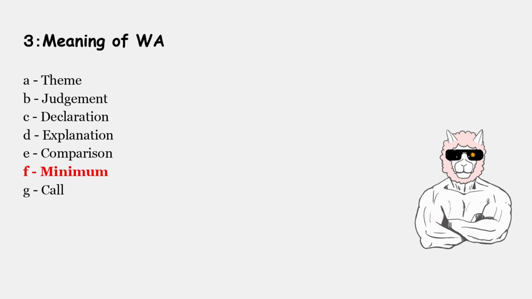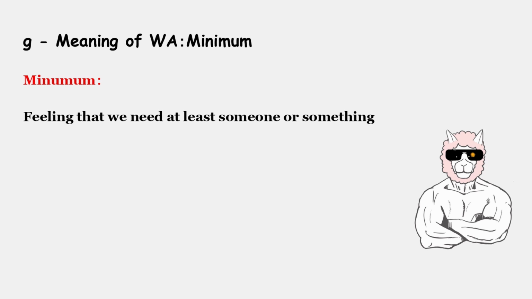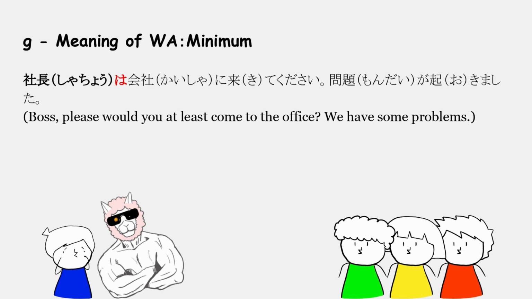The sixth, the minimum. By minimum, I want to say the feeling that we need at least someone or something. For example, 社長は会社に来てください。問題が起きました。In this phrase, we say 社長は because when some problem happened at this company, at least if the boss comes, we can resolve it. But if a new employee comes, what can he or she do?